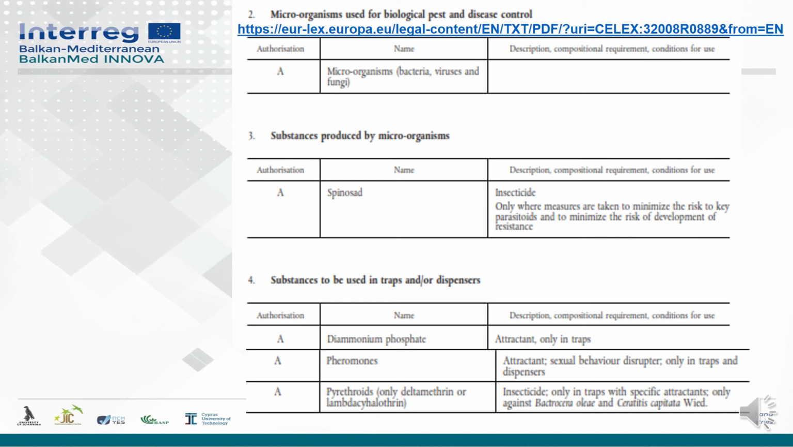What else? Substances to be used in traps and dispensers. So the substances that can be used in traps and dispensers are ammonium phosphate, which is an attractant and is used only in traps. Pheromones are attractants, can be a sexual behavior disruptor, and are allowed to be used only in traps and dispensers. Pyrethroids, only deltamethrin or lambda-cyhalothrin, which is an insecticide and is allowed to be used only in traps with specific attractants, only against Bactrocera oleae and Ceratitis capitata.